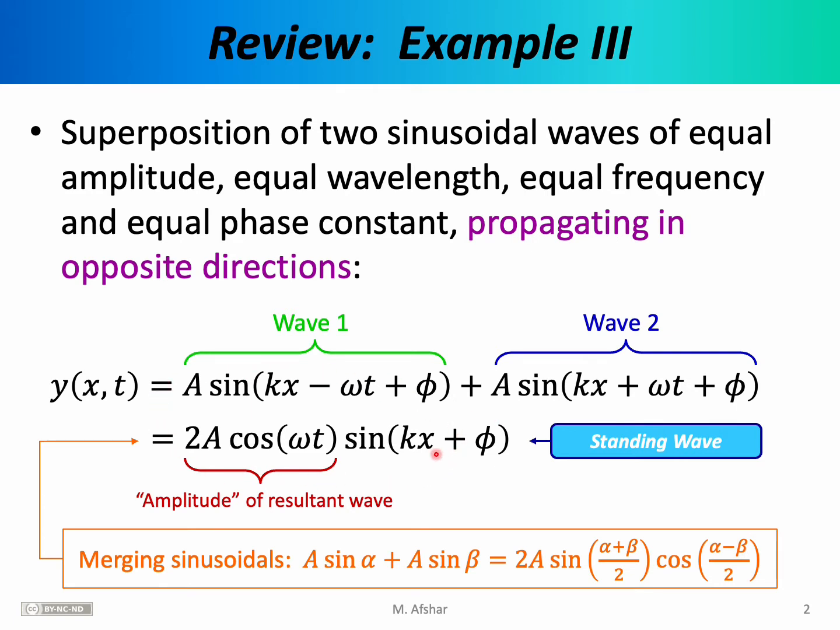This new function has some interesting properties. Note that the variation with space is encapsulated in this sine function here, but the variation in time is encapsulated in the cosine function here. This entire quantity, 2a cosine omega t, is referred to as the amplitude of the superposition or amplitude of the resultant wave. This particular wave is referred to as a standing wave, and the reason for it is that when you look at this wave, you will see that it doesn't really go anywhere, it simply stays in place.